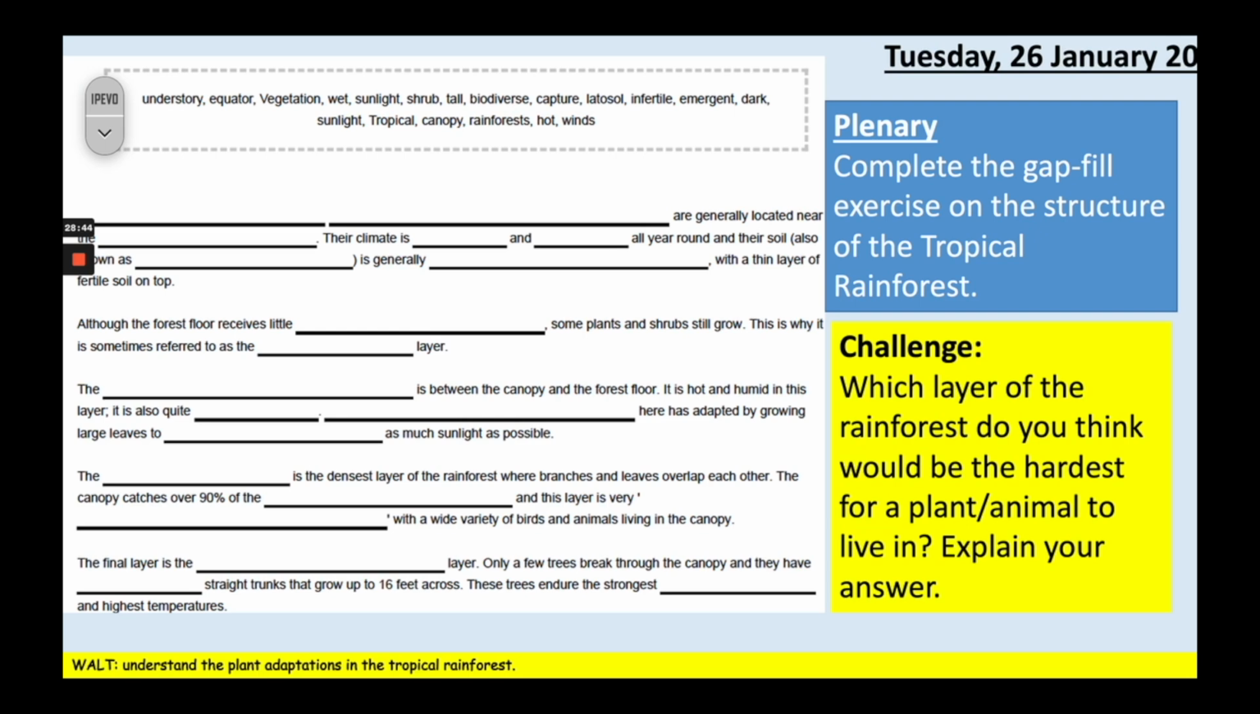The last thing I want you to do is a plenary, which is a little bit of a gap fill. So you've got your word bank at the top, and all you need to do is write out this paragraph, but with the missing words. Now this will take you a while, so what I want you to do is pause the video and give yourself 8 minutes to do this. So pause the video for 8 minutes and have a go at the gap fill now.